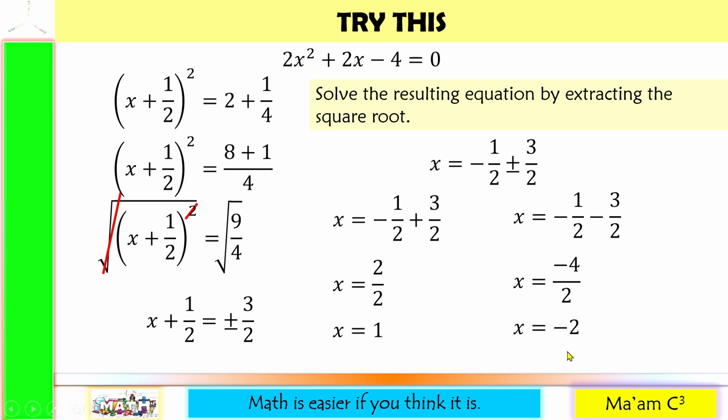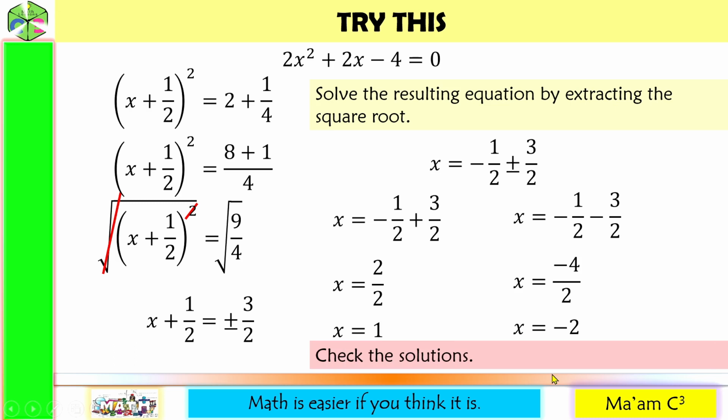And finally, let us check the solutions. So let's do a quick check in here. Let us substitute 1 here. If this is 1, 1 squared is 1, and 1 times 2 is 2. So we have 2 here.